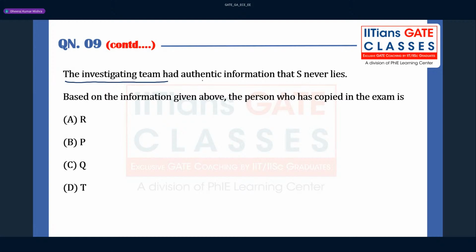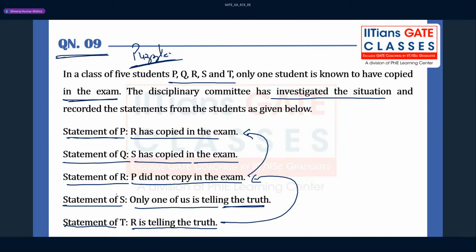The line will be very helpful, guys. This line is very, very helpful. The investigating team had authentic information that S never lies. S never lies. This is the very correct statement, you can say S never lies. So the statement of S is going to be correct. So only one of us is telling the truth.